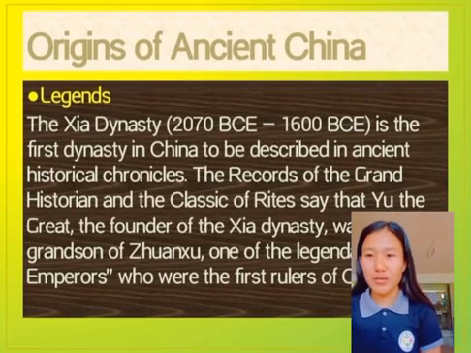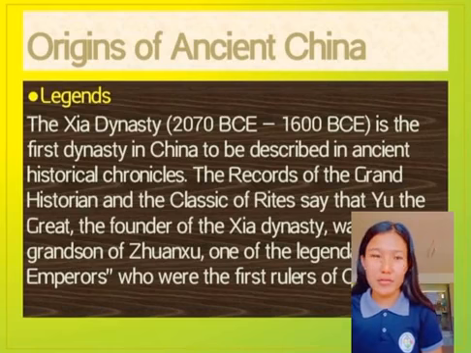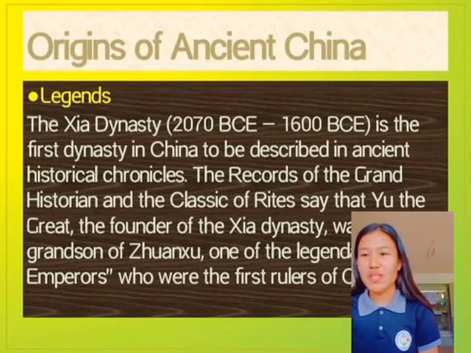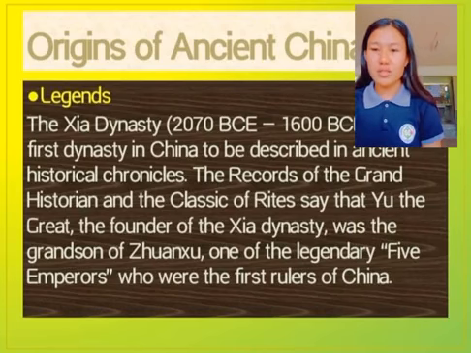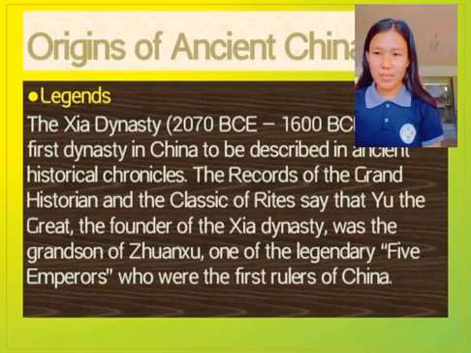The origins of ancient China. Legend. The Xia dynasty is the first dynasty in China to be described in ancient historical chronicles. The Records of the Grand Historian and the Classic of Rites say that Yu the Great, the founder of the Xia dynasty, was the grandson of Zhuanxu, one of the legendary five emperors who were the first rulers of China. The five emperors were the Yellow Emperor, Zhuanxu, Emperor Ku, Emperor Yao, and Shun.